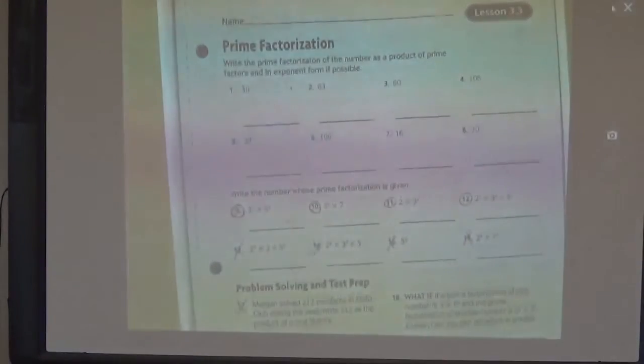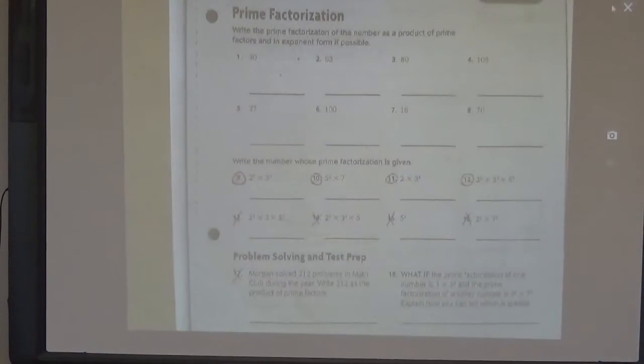Okay? On the back side, I want you to keep doing this. Then do 9 through 12, but you can skip 13 through 16. You can skip 17, and then do 18 through 20. Okay?